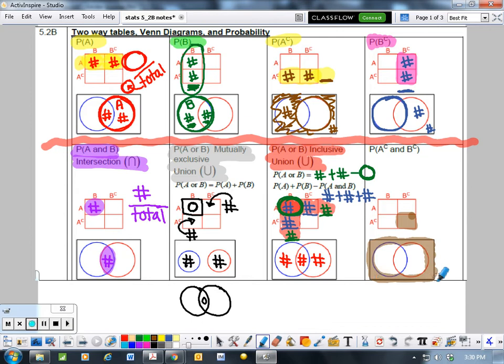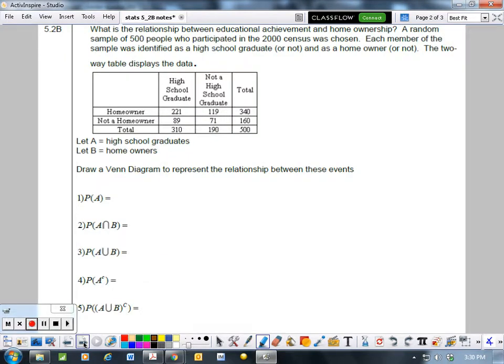So we're going to go ahead and look at a couple problems because I think it makes more sense in context of a problem. Okay, what is the relationship between educational achievement and home ownership? A random sample of 500 people who participated in the 2000 census was chosen. Each member of the sample was identified as a high school graduate or not, and as a homeowner or not. The two-way table displays this data. So this is actual counts. So when I'm calculating the probability, I'm going to have to divide by my total number of people. So we're going to be dividing by the 500 to turn those into percentages or proportions.